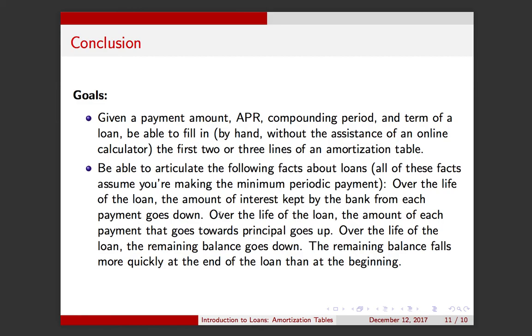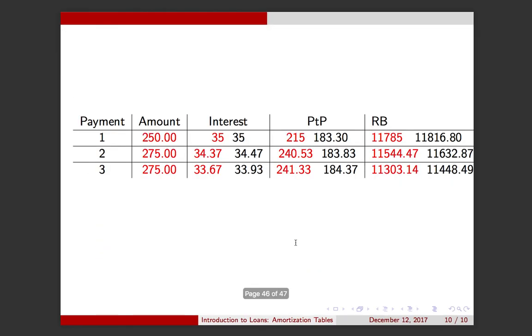Here's something else you should be able to articulate. Over the life of the loan, the amount of each payment that goes towards principal goes up, not down. And the reason is because if the interest is going down, the amount that's left over to go towards your loan is going up. There's just more there. So more and more of your check that you're making every month is going towards paying down the loan and not going towards interest. So as we've seen in both the red and black examples here, as interest goes down, the portion to principal goes up.